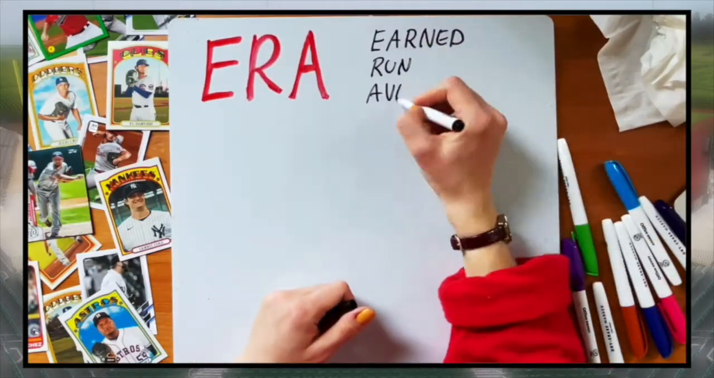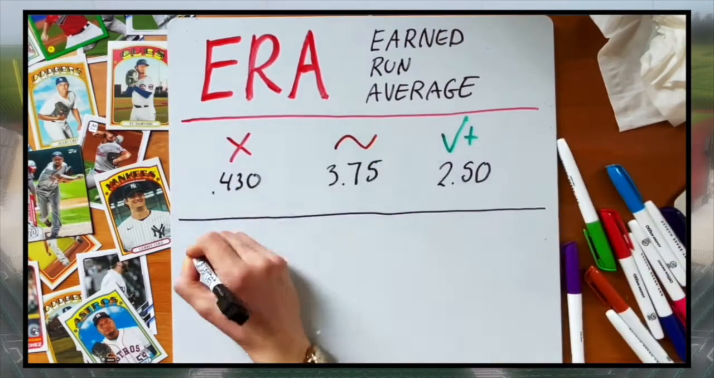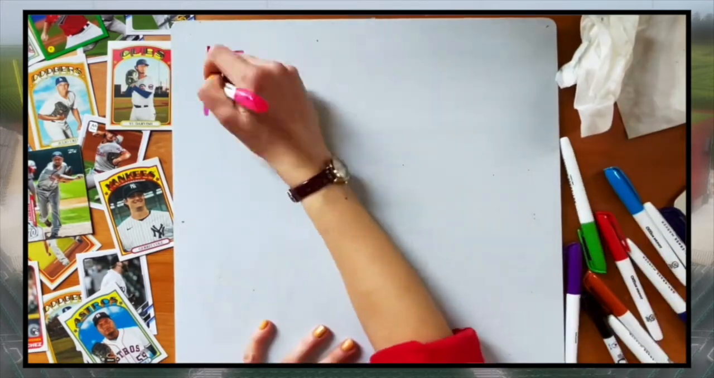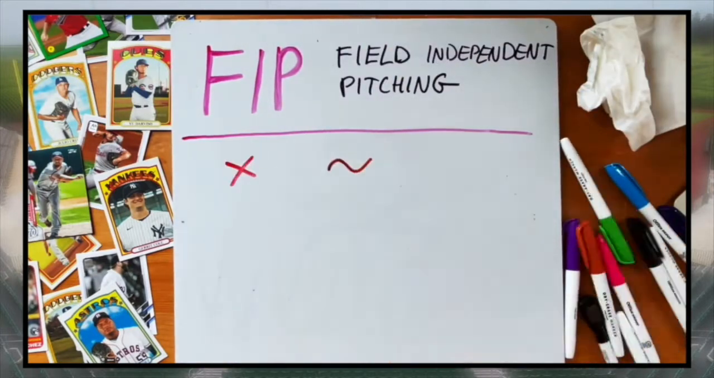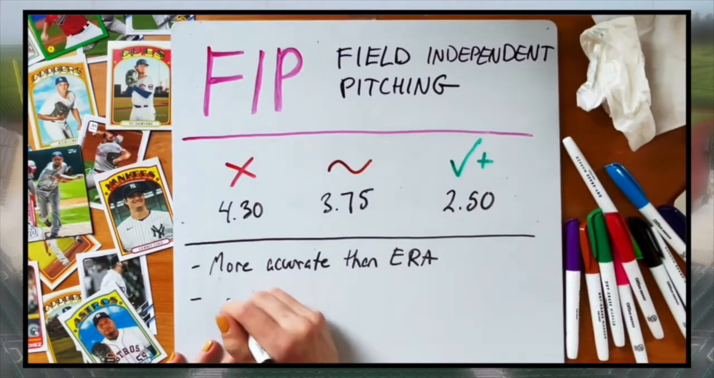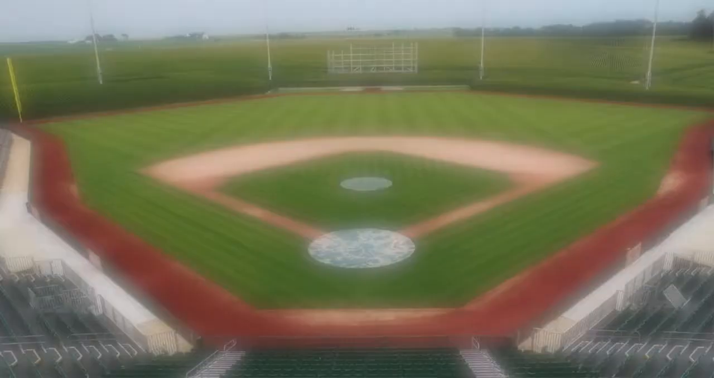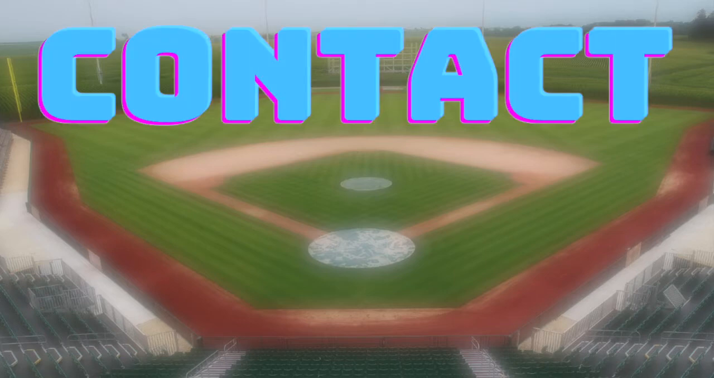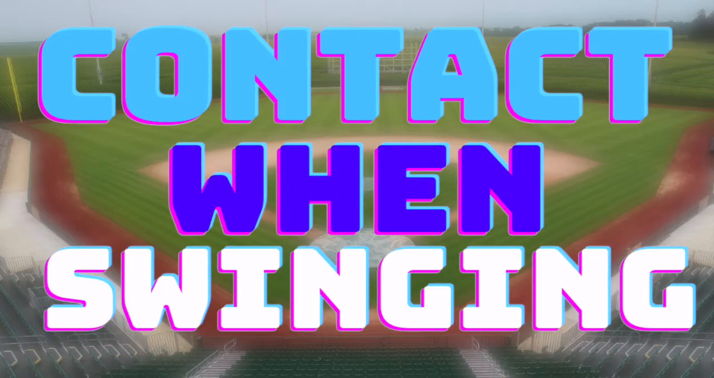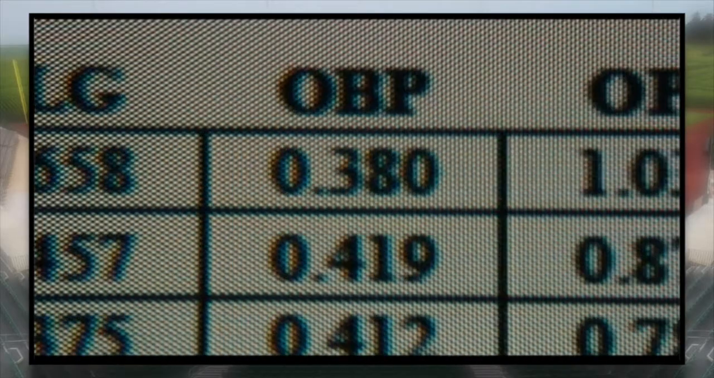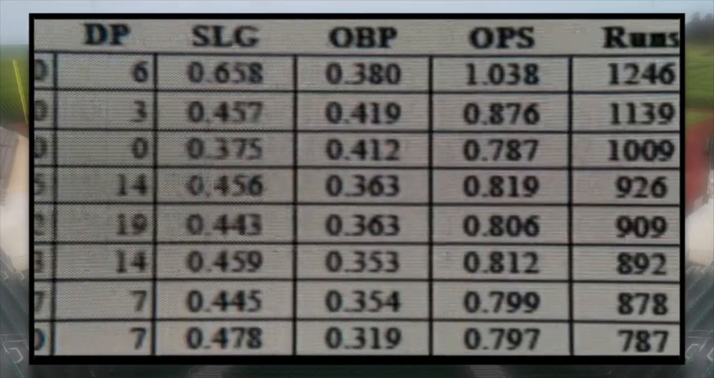So with all that said, today I am going to be debuting a new potential stat which I have devised and believe could be a better and more accurate way of evaluating a position player's performance at the plate. And the name of this new stat I have come up with will be called contact when swinging, otherwise known as CWS.